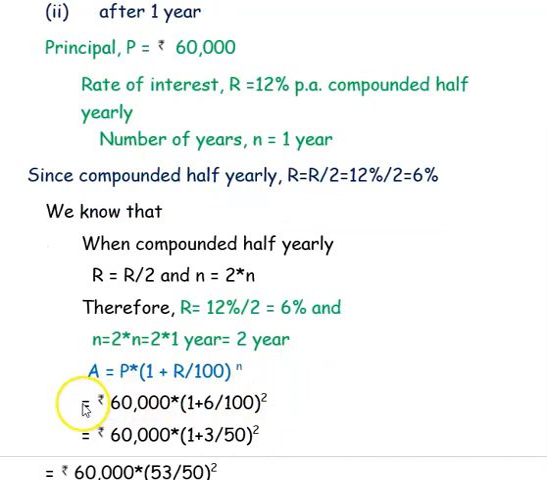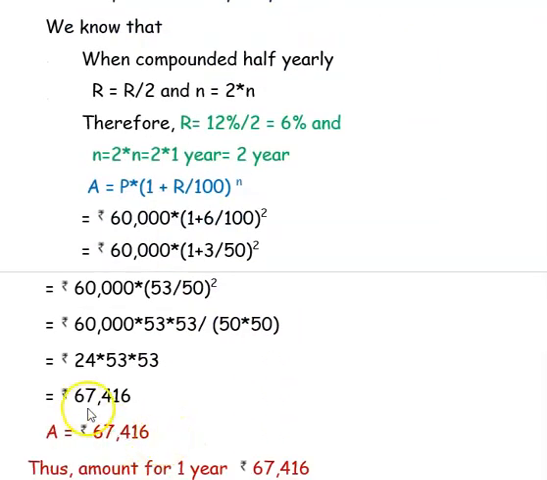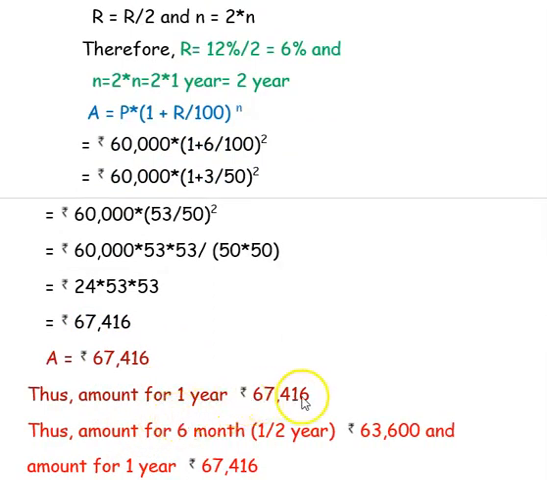Now we will directly substitute in the amount formula. So the formula is A equal to P into 1 plus R divided by 100, the whole power n. P is 60,000 into 1 plus R, which is 6%, divided by 100. Here n is 2, so the whole power 2. If you simplify, you will get the amount as rupees 67,460. So this is the amount for 1 year.